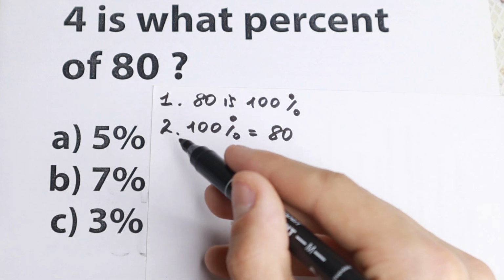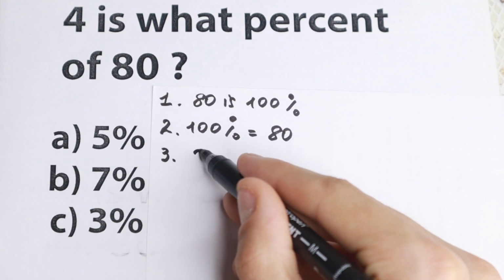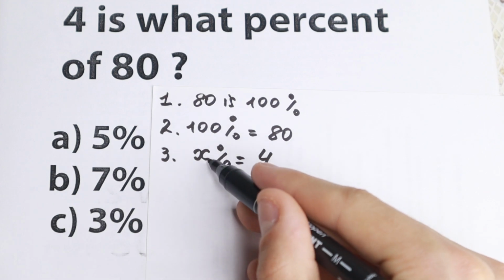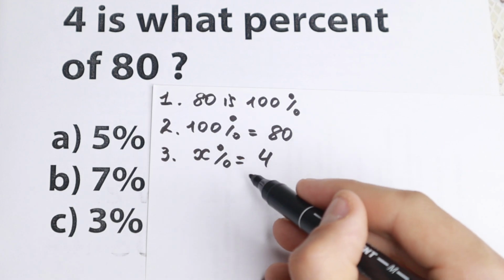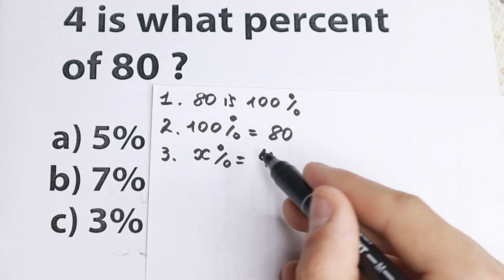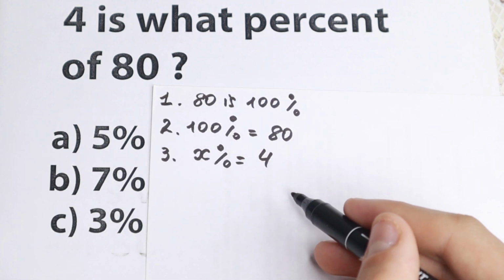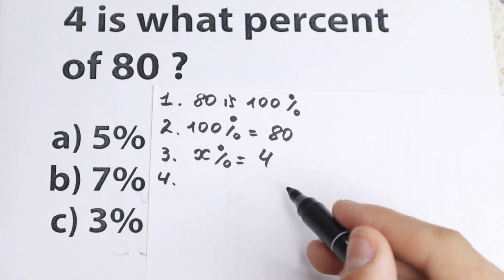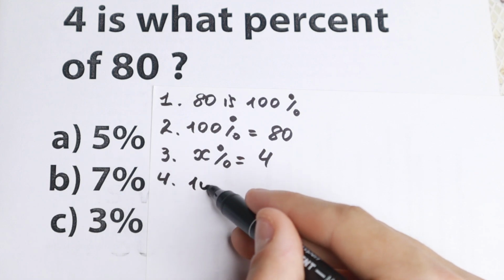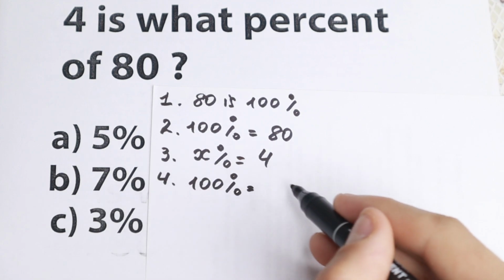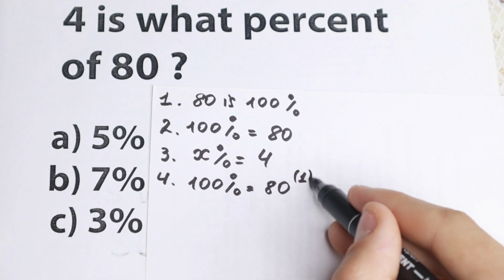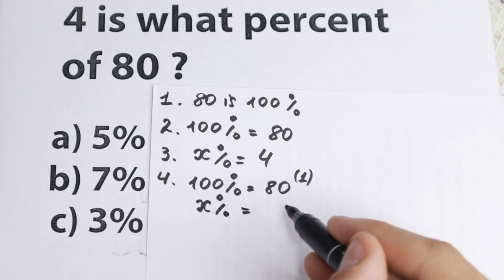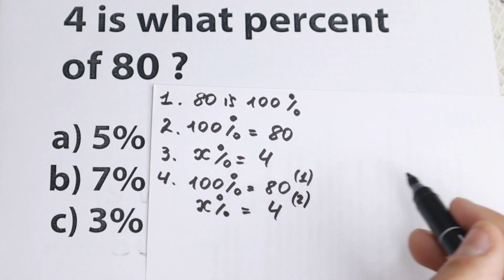In the third step, in the same way, we have that x% equals 4, because we need to find this percentage and we don't know it. Since 4 is what percent of 80, x% equals 4. In the fourth step, this gives us a pair of simple equations. The first equation is 100% equals 80. The second equation, from step 3, is x% equals 4.